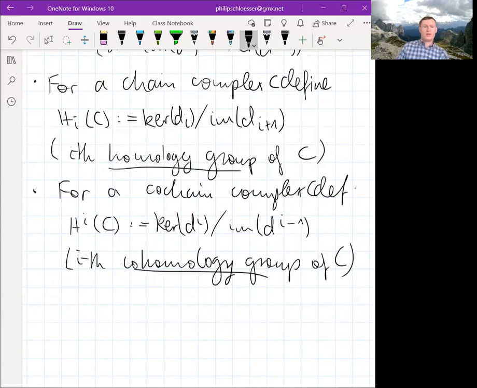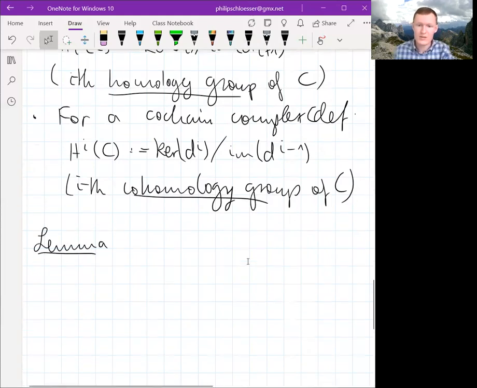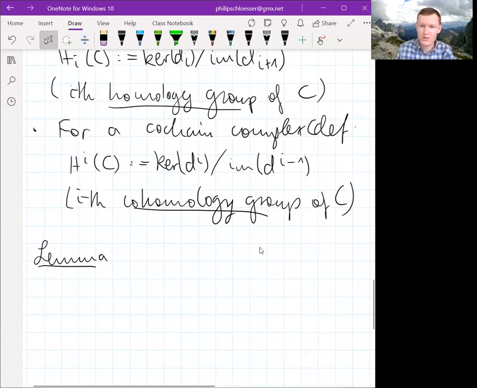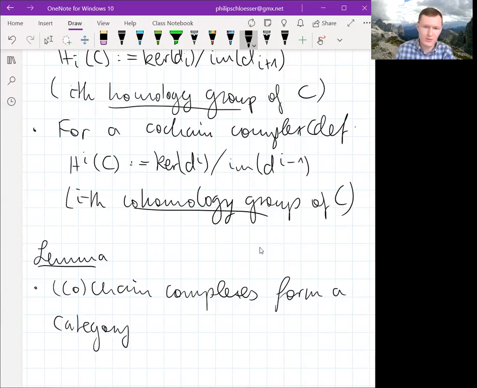And I guess an interesting property is that they actually form functors, this homology group or cohomology group. So the first thing to note: chain complexes and cochain complexes form a category together with their respective maps, called Ch_R or coCh_R.